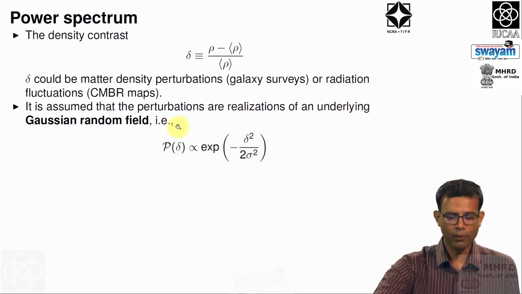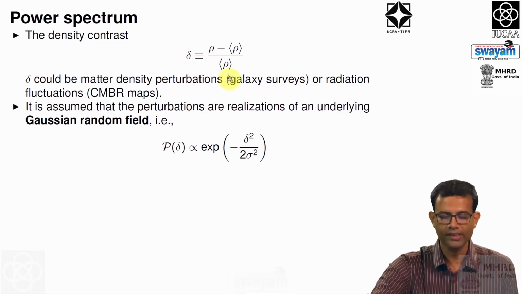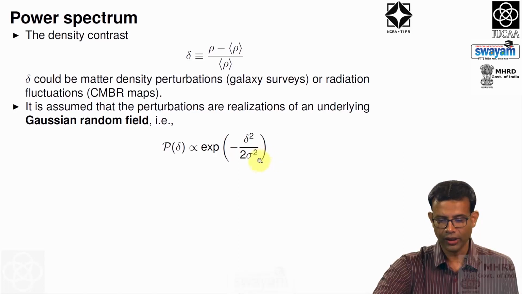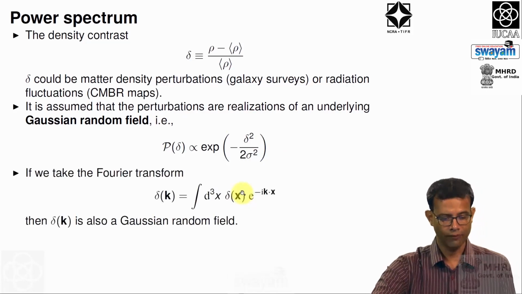In other words, the probability density of delta is given by a Gaussian form, where sigma tells you the width of this Gaussian. Sigma basically will measure the fluctuations in delta. Remember, the average value of delta will be 0. You can work that out just from this expression. So, the only thing which matters are the fluctuations or the variance or the standard deviation, the sigma, and that is what characterizes this Gaussian random field.